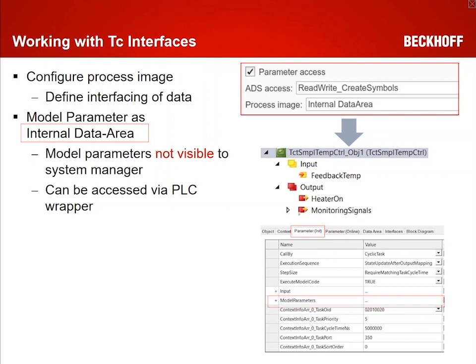So parameters by default is an internal data area, which means that in the system manager, like you can see here, the data area is not visible. But if you have a look at the parameter tab of the object, you can see here a data area called model parameters. You can access, for example, this data area with the PLC wrappers that we will have a look at afterwards.